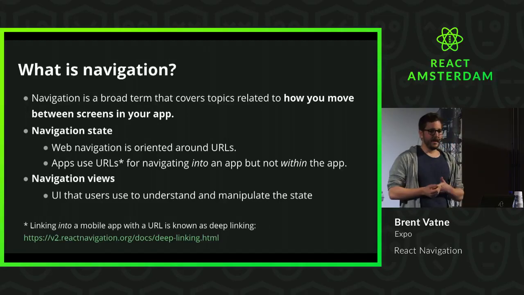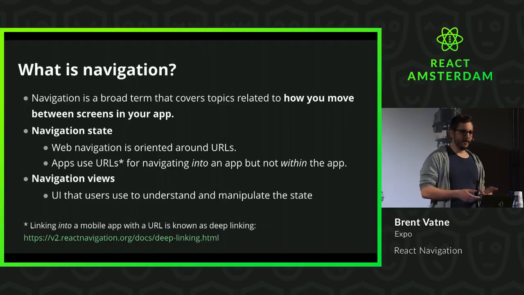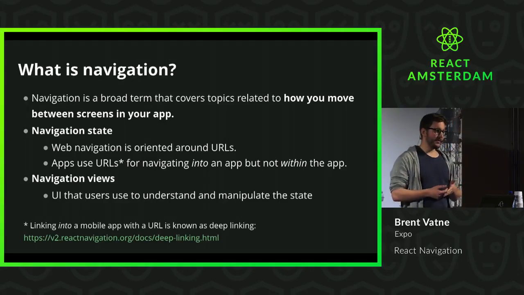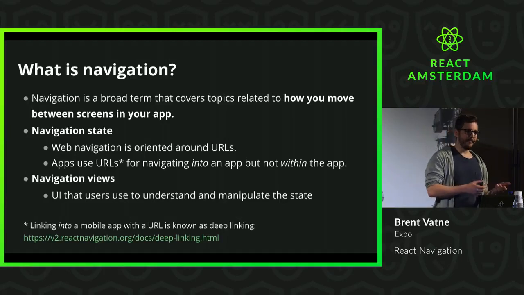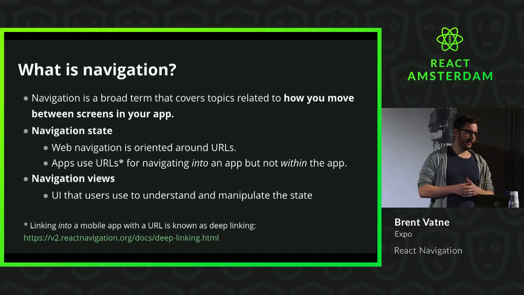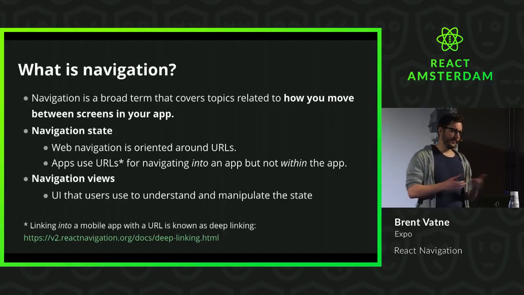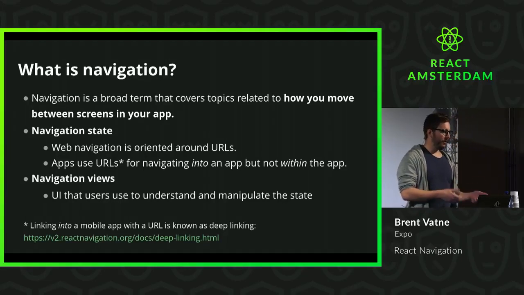There's usually some state associated with navigation. This would be like your URL history stack in the browser. There's also some UI associated with navigation. It might be the buttons that you press to move between different places in your app, or the labels that you see that indicate where you are within the app.